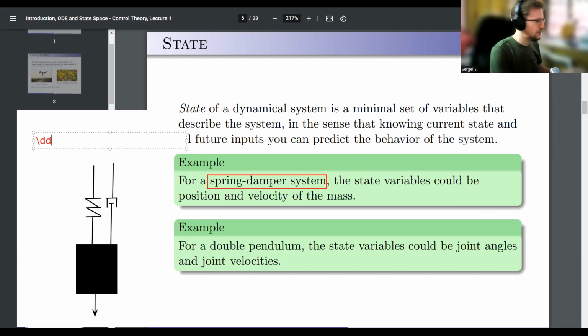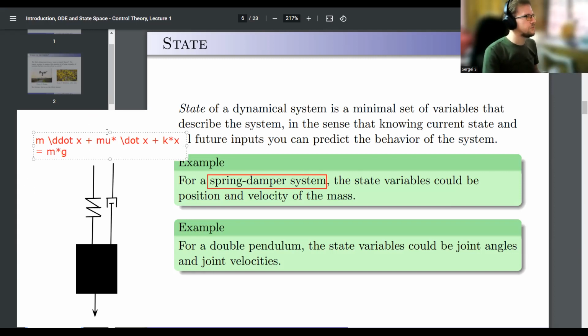I will use double dot like this. I hope you forgive me. This is x double dot: mass of the system times x double dot plus dissipation coefficient mu times x dot, plus spring coefficient times x is equal to external forces, in this case force of gravity mg. Sounds good? Is this more or less clear?